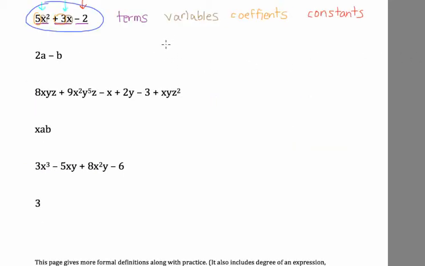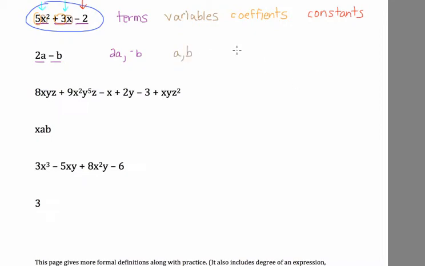Let's practice a little bit with this vocabulary. We will use all of these expressions to practice. Again, these are expressions. They contain terms. They do not have equal signs. That's what makes them expressions, not equations. This first expression has 2 terms, the 2a and the negative b. So those are the terms. It's important to include the sign with the term. The variables. The variables are the letters here. A and b are our variables.